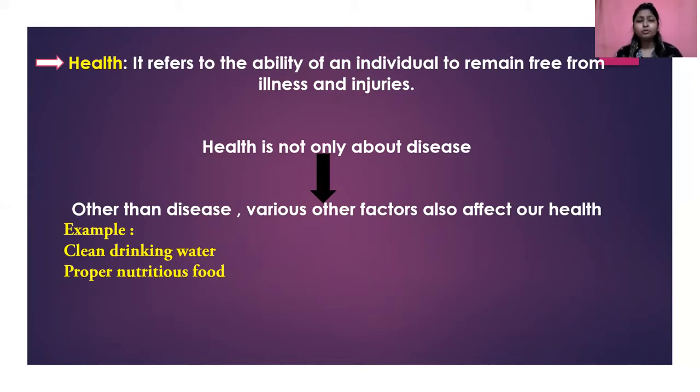So when we look at the examples that are stated on the screen, we can see that clean drinking water and proper nutritious food are somewhere responsible for making us free from illness or any disease, because you know that when our immune system is not so strong and we are not able to combat a particular disease, then we are likely to fall ill. So in order to remain disease free, in order to remain healthy, we must focus on these two things. We need to be very judicious, and it is very important to care about our nutrition intake, so that our immune system can be built up in that way.